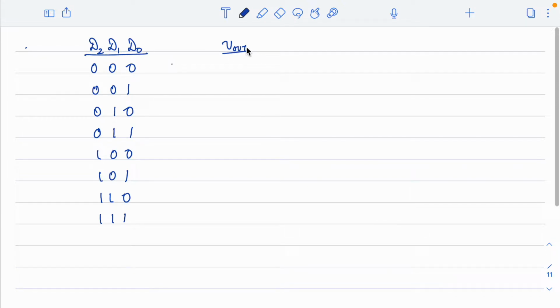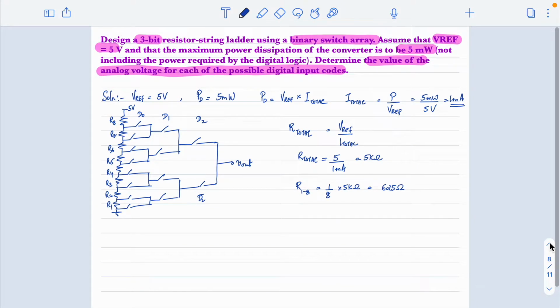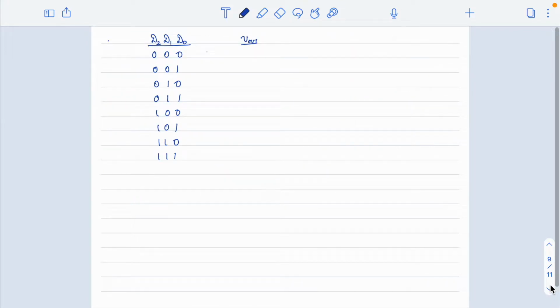From the given information, there is no information about any kind of non-linearity or error, because the possible way non-linearity can arise in the circuit is whenever there is a resistor mismatch. Now there is no information, so we are assuming that resistors R1 to R8 are equal and have a value of 625. So you can easily find the value, right?